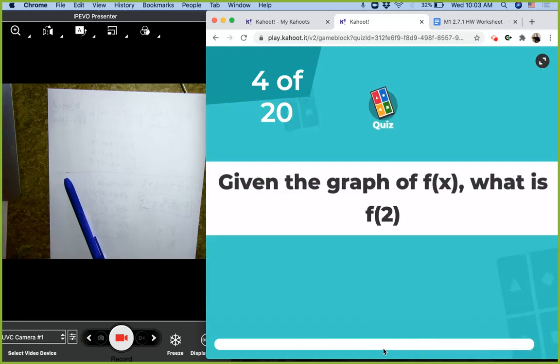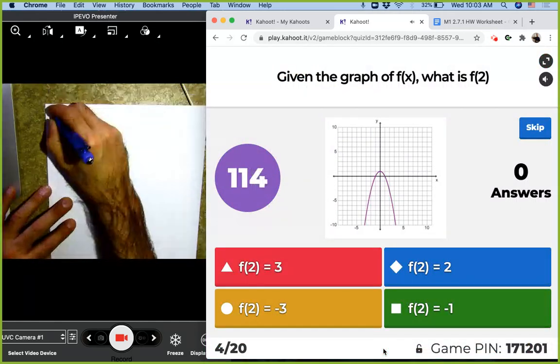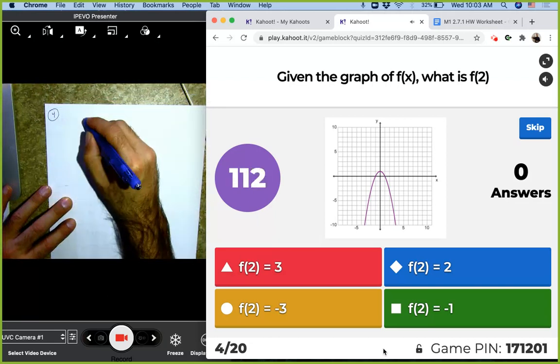All right, back to this. Given the graph, what is f of 2? And this is number 4. Let's see.